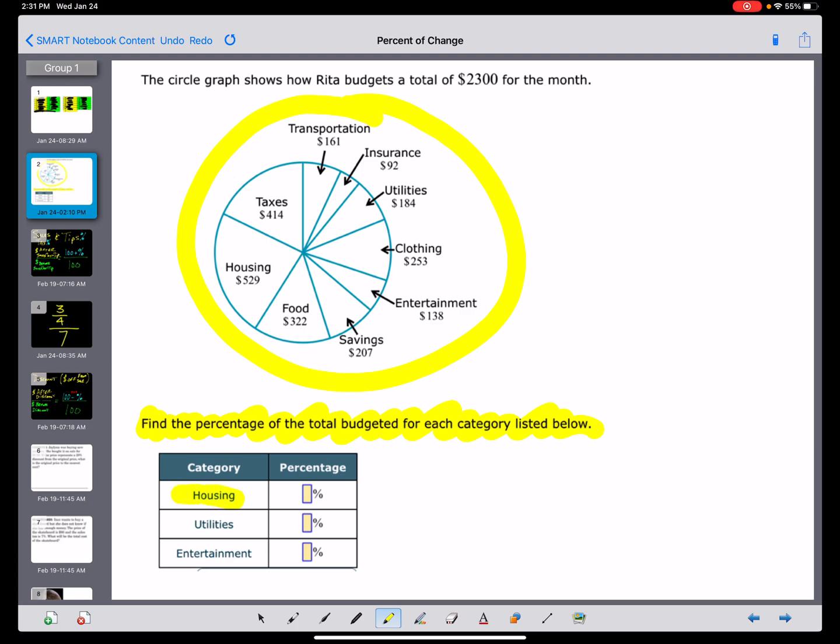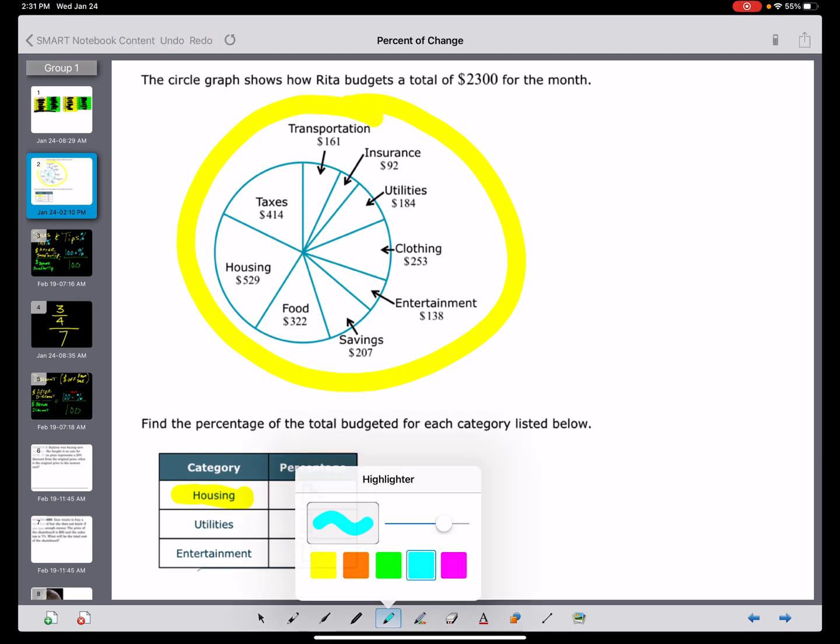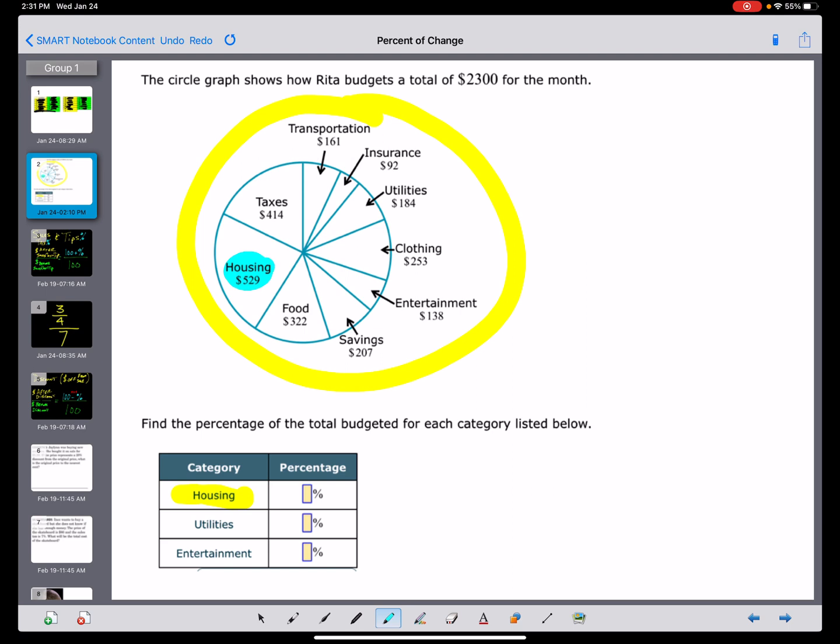So we start out with housing. We have to find the percentage of the total cost that housing represents. Here's how you do it. So we go in and we find housing in the pie chart, which is here. And we see that the amount is $529.